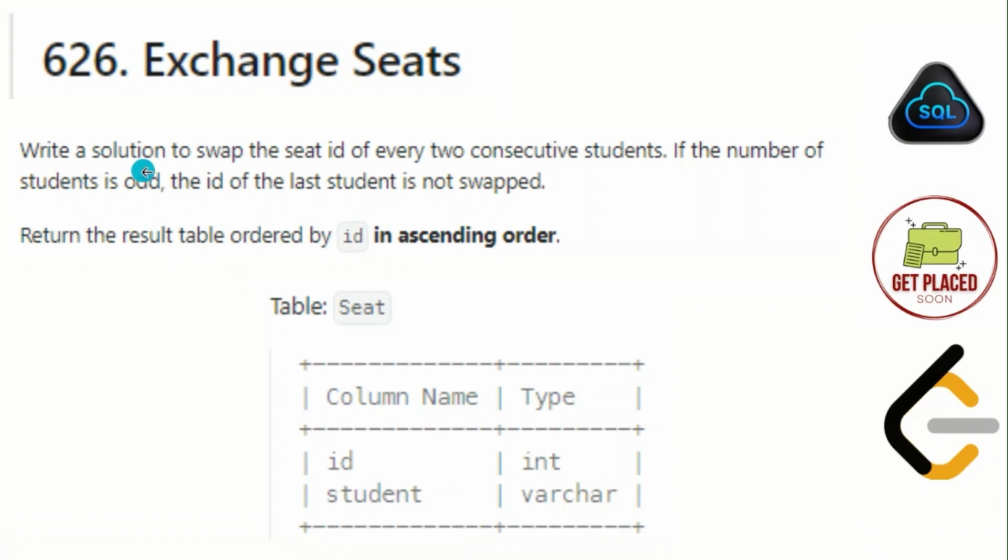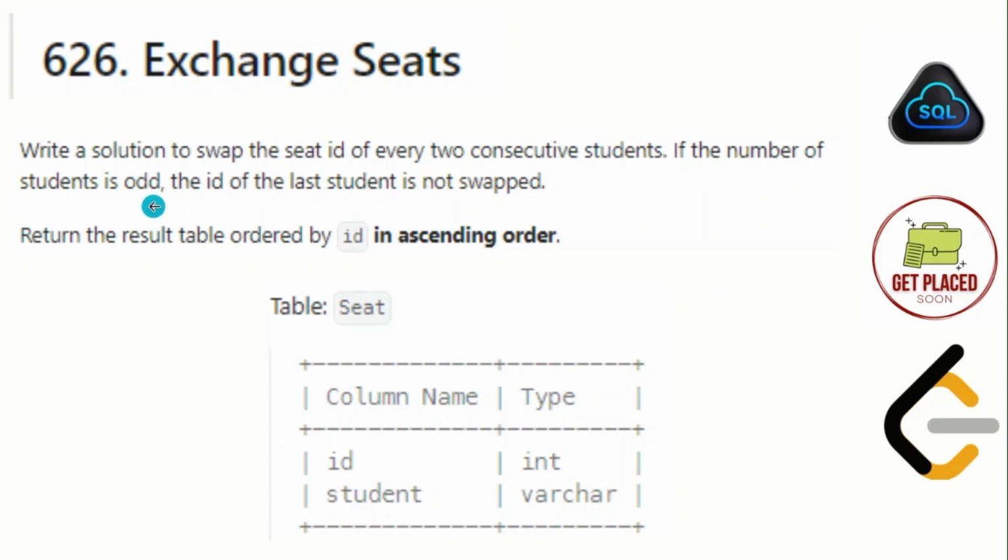Now we are supposed to write a solution to swap the seat ID of every two consecutive students. What is meant by consecutive students? One after the other, like the next person. So when they say every two consecutive students, for example, if there are 1 to 6 people, 1 and 2 should be changed, 3 and 4 should be changed, 5 and 6 should be changed. So every two consecutive pairs should be changed, right? Whenever we talk about swap, two things should be there.